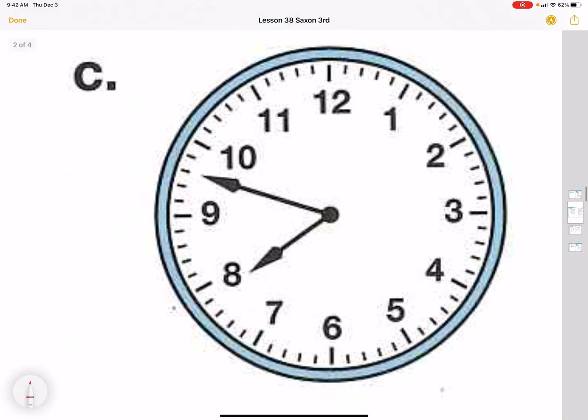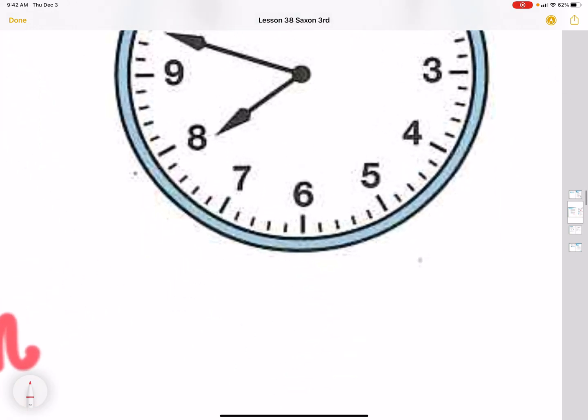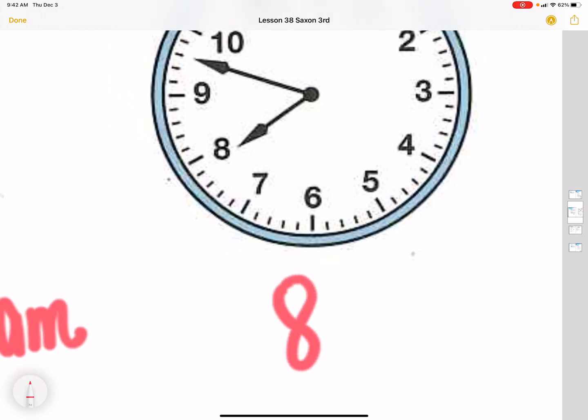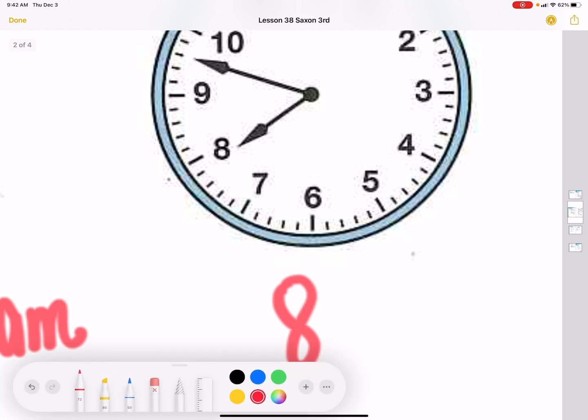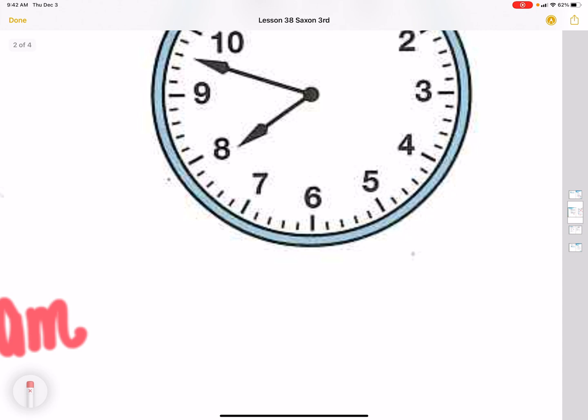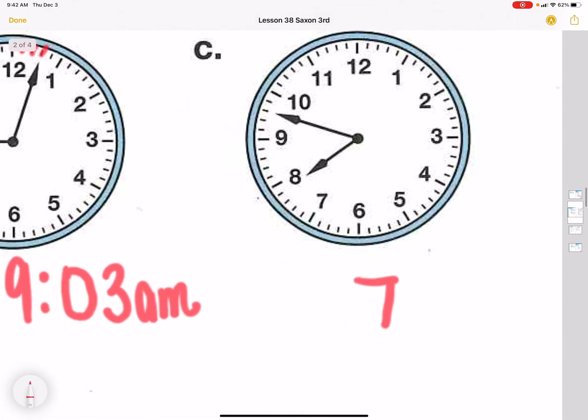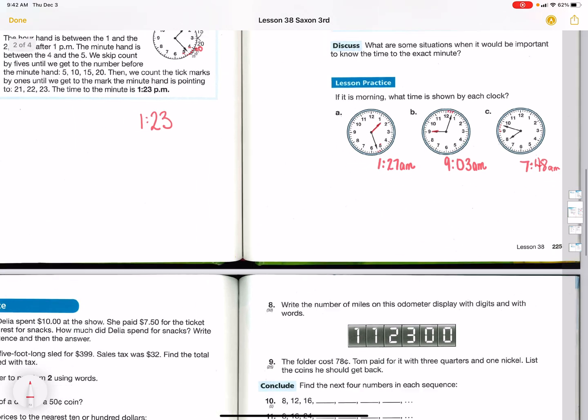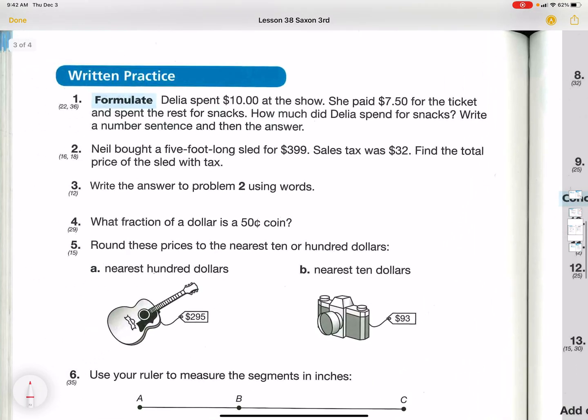All right, do the same on this one. Pause the video and see if you get the same answer that I do. The hour is, oh no, it's not yet 8. That's an easy mistake to make, isn't it? The hour is not yet 8. It is still 7. The reason it looks so close to 8 is because it's almost 8 o'clock. It's 45, 46, 47, 48. 7:48 a.m.